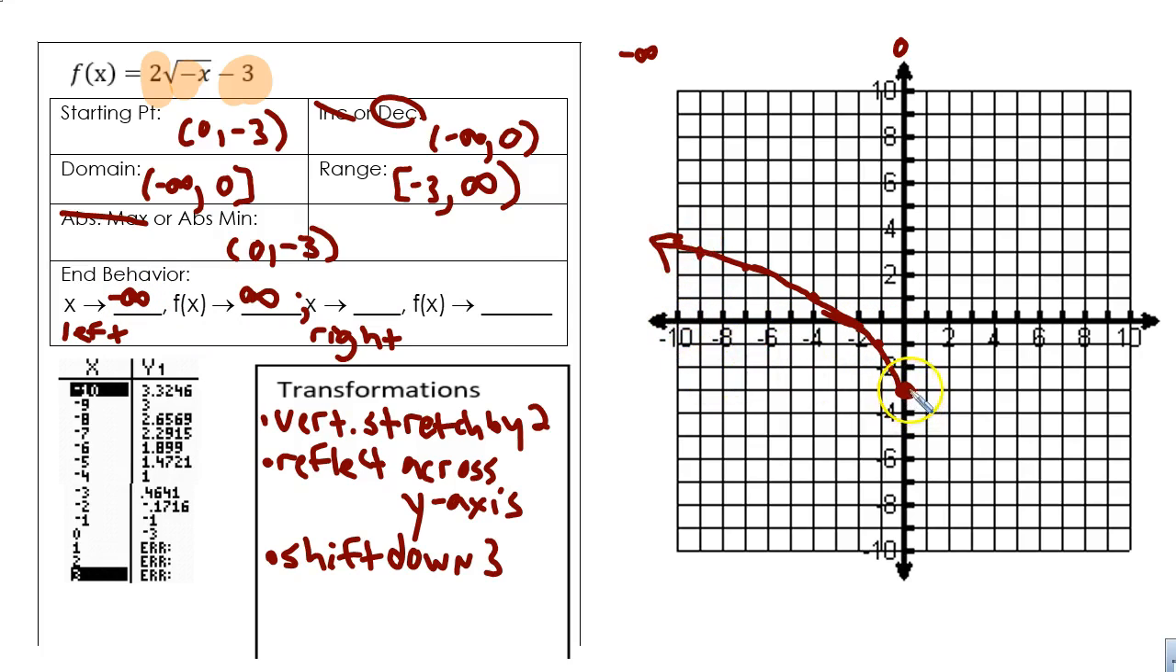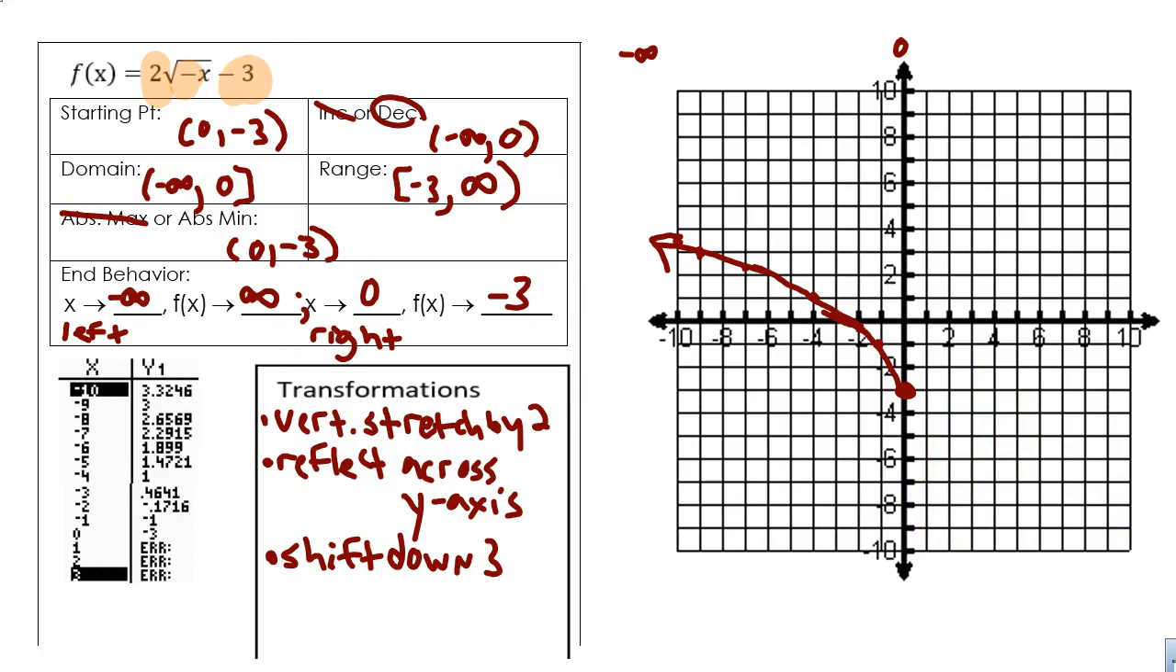On the right side, I'm not going forever. I run into a point. When I start going to the right end, I hit a point, and I have to describe that point. That point has an x value of 0 and a y value of negative 3. So as I travel along this function to the right, I'm getting closer and closer to 0 comma negative 3. And that is it. We've listed all of our transformations, all of our characteristics, and we've got a graph to go with it.